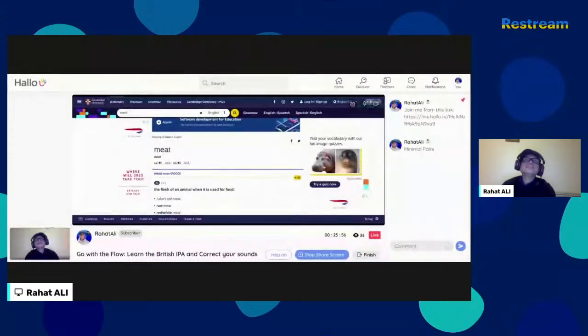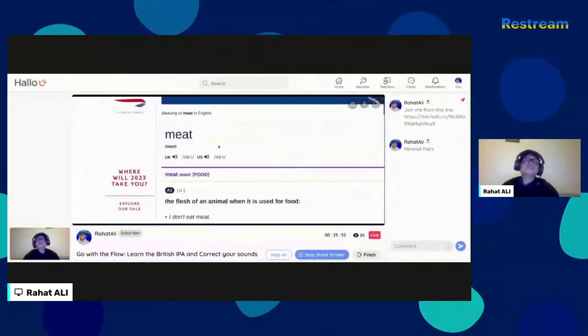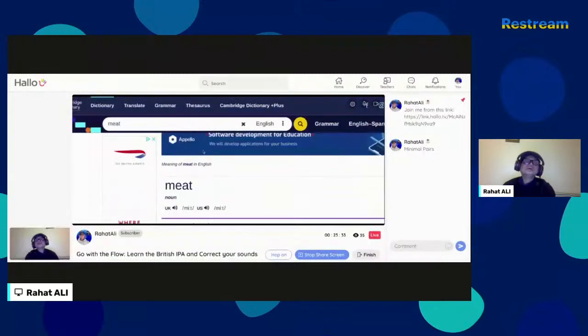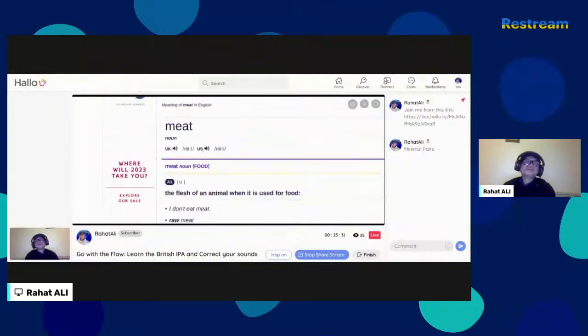Let's play the sound again. First one is the British IPA, British English. Meat. You can see both British and American have got similar sounds for this word. Meat. The flesh of an animal when it is used for food.